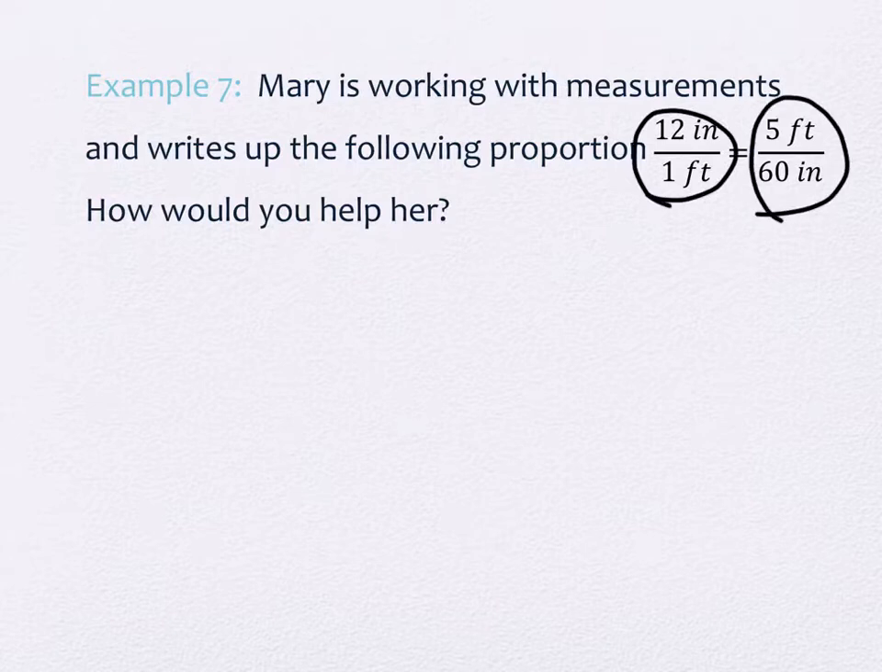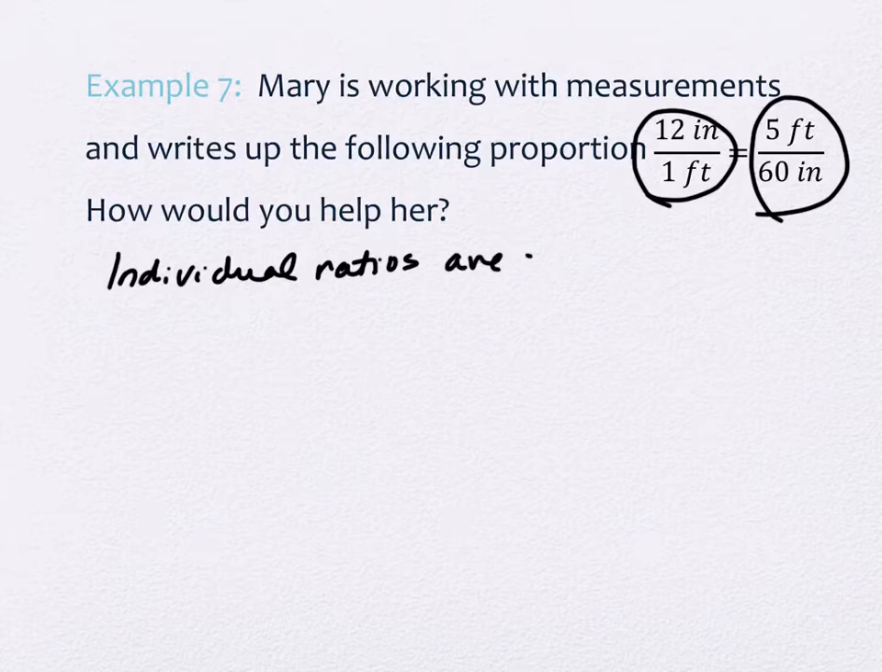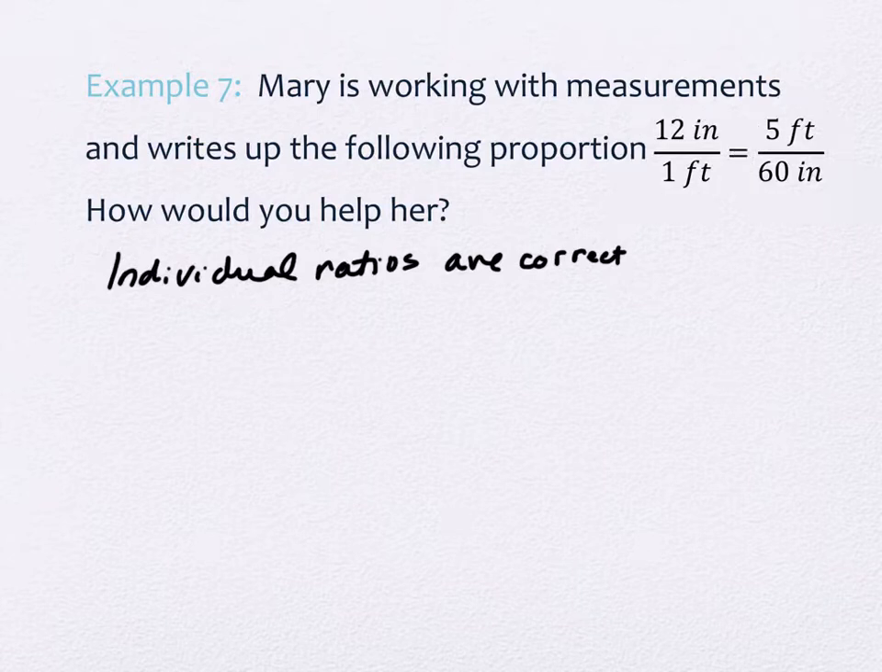So her individual ratios are correct, so that's good. Way to go, Mary. She's got her 1 foot to 12 inches. She's multiplied the 5 feet by the 12 correctly to get the 5 feet to 60 inches. So let's talk about anything that maybe is going wrong now. What's going wrong with the way that this is set up?